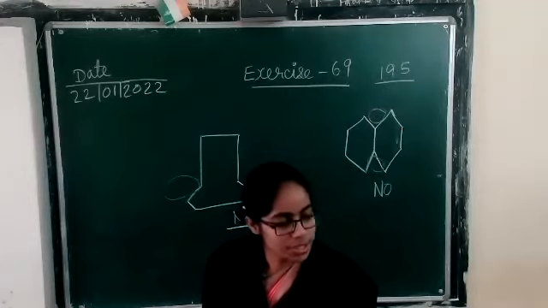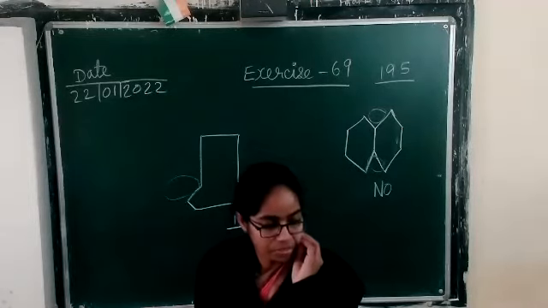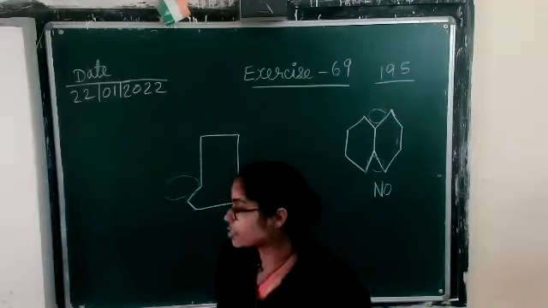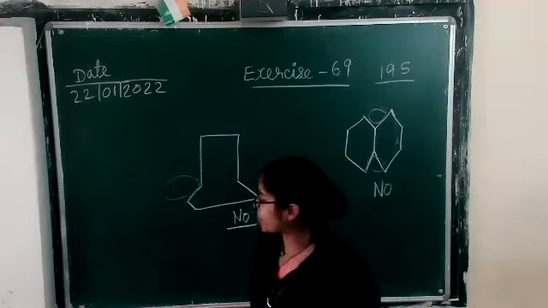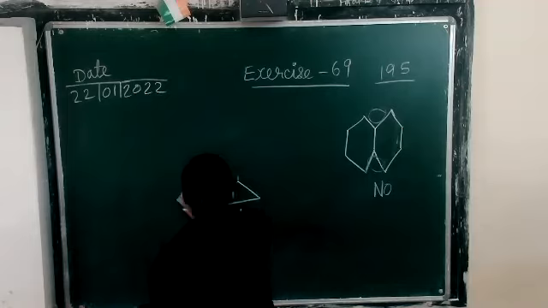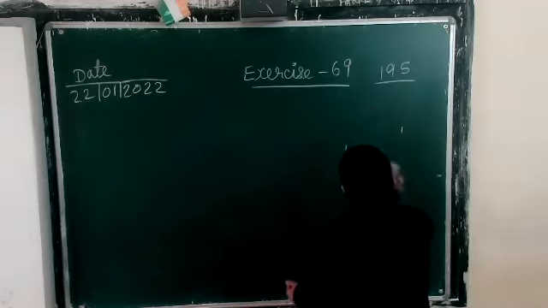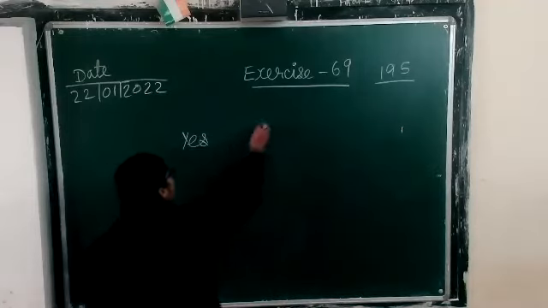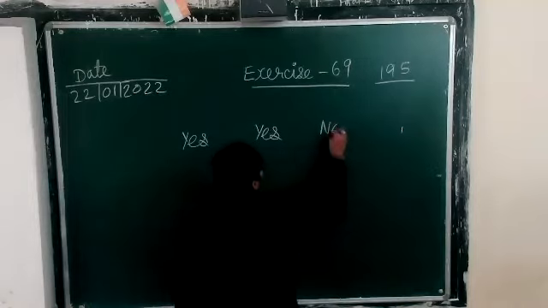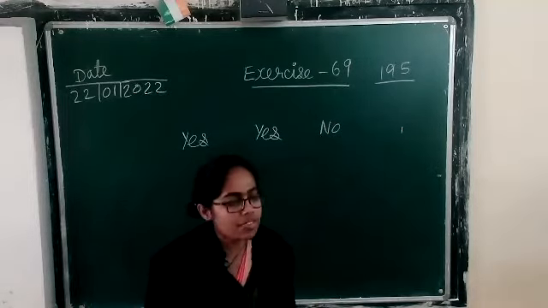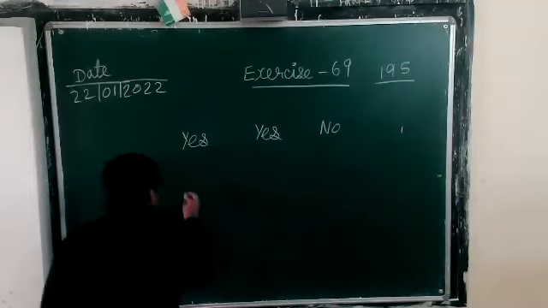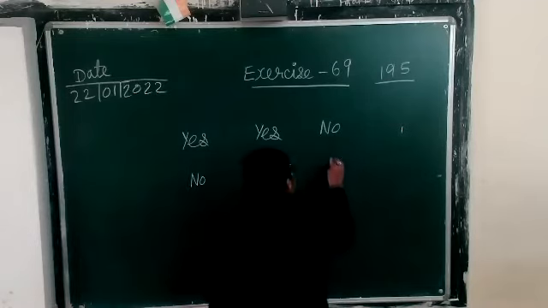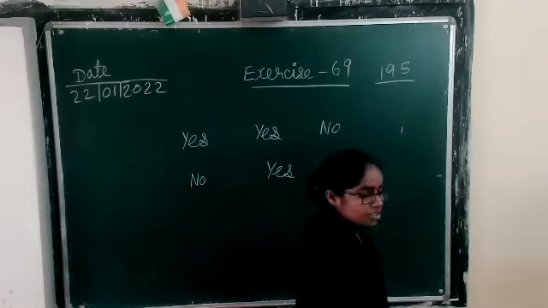So write these answers as first and second: first, second yes, third one no, fourth one no, fifth one yes, sixth one no. Numbering is not given, but I will write in a sequence so you can write the answer properly. For the first three figures given on top: yes, yes, no. For the last three figures given on the bottom side, you have to write no, yes, no.